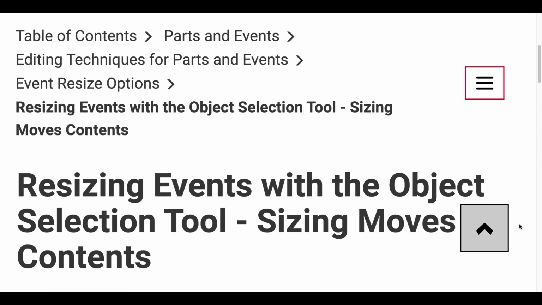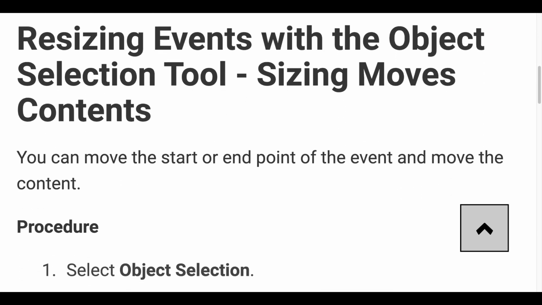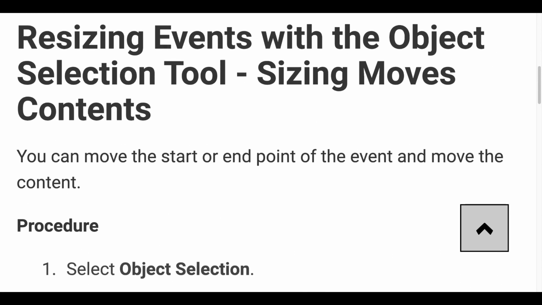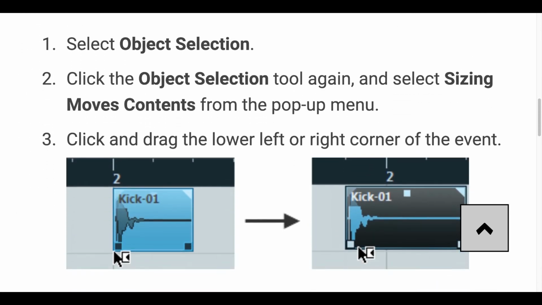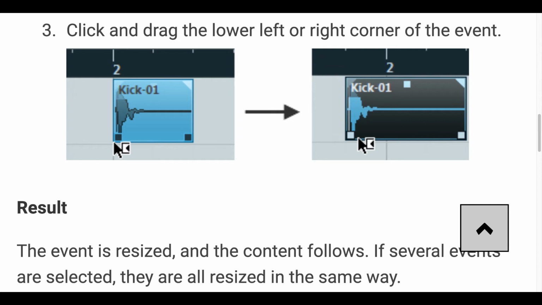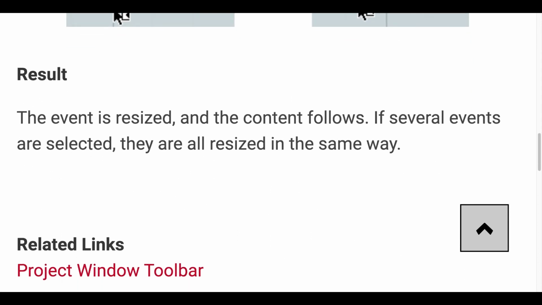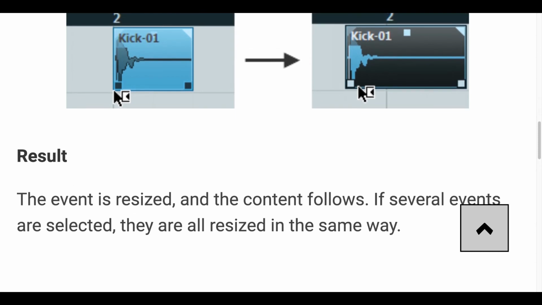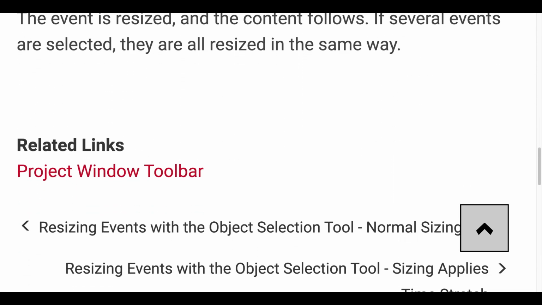Resizing events with the object selection tool, sizing moves contents. You can move the start or end point of the event and move the content. Procedure. Select object selection. Click the object selection tool again and select sizing moves contents from the pop-up menu. Click and drag the lower left or right corner of the event. Result: The event is resized and the content follows. If several events are selected, they are all resized in the same way. Related links. Project window toolbar.